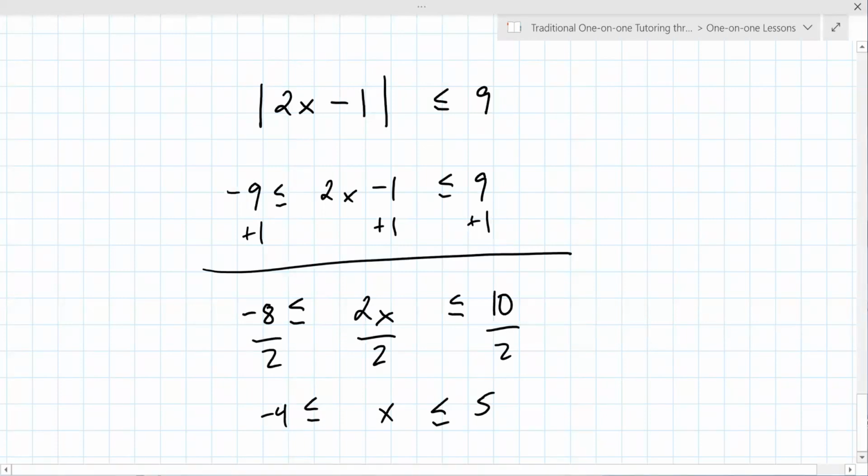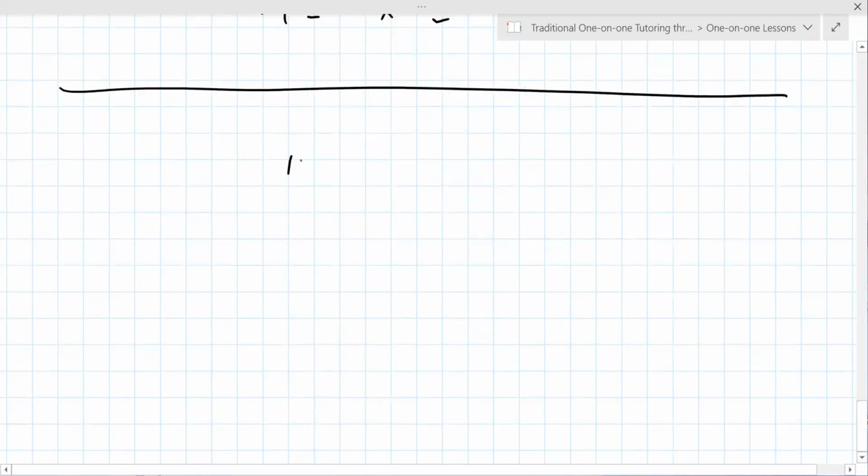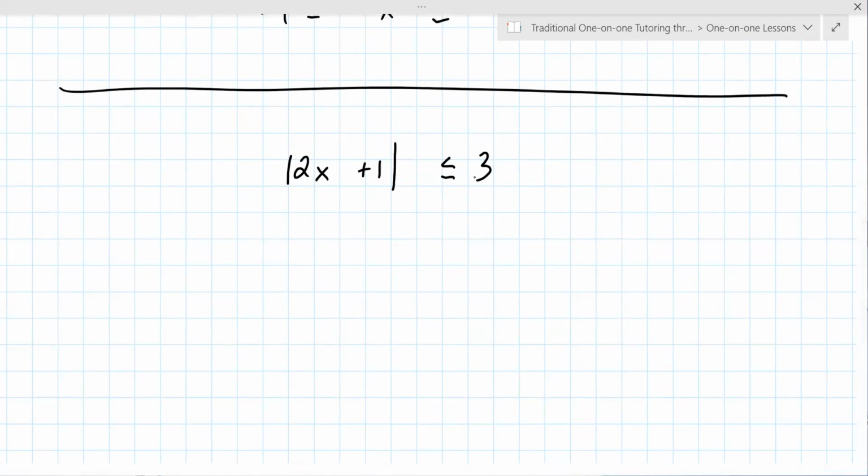Okay. Let's have you try another one here. Absolute value 2x plus 1 less than or equal to 3. So I'd like you to try that one on your own, please.